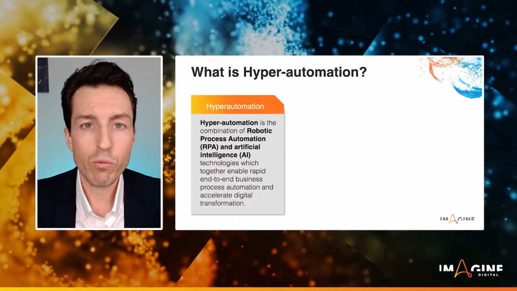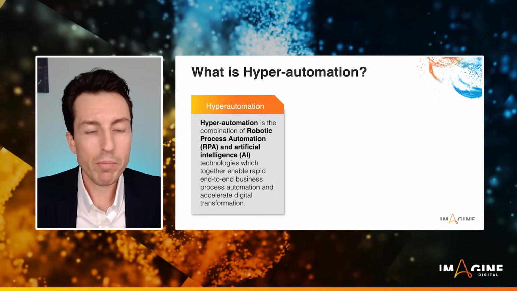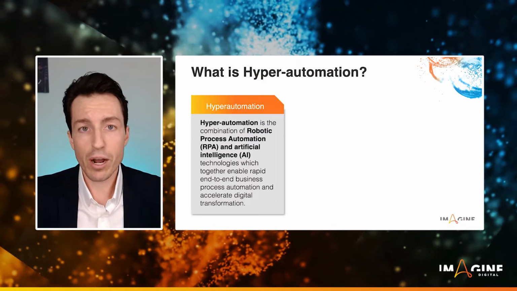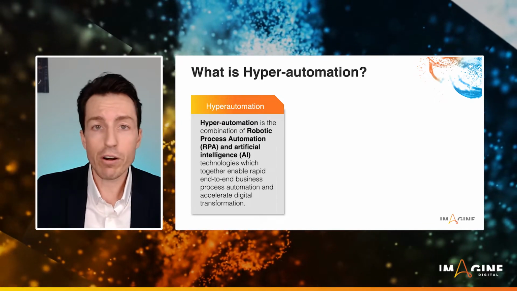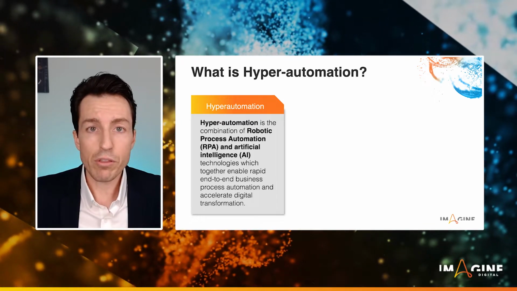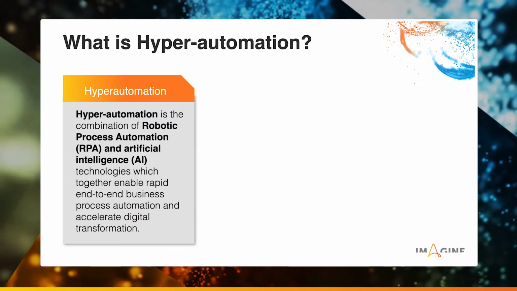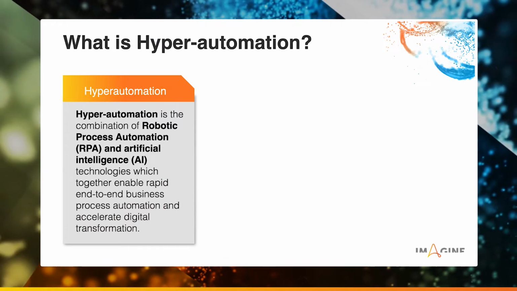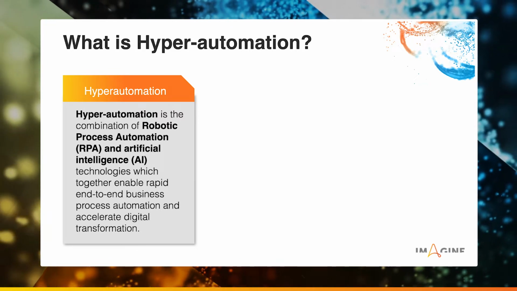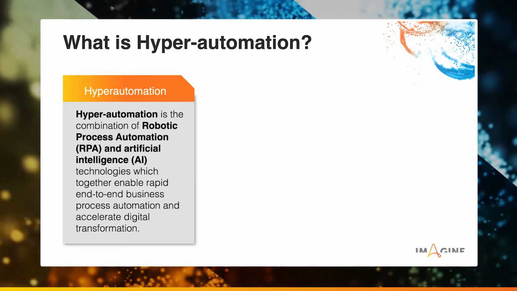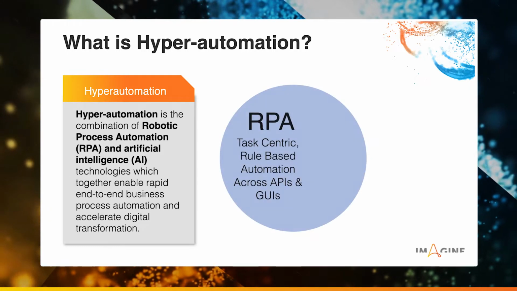So first off, what is hyperautomation? Hyperautomation is the combination of robotic process automation, or RPA, and artificial intelligence. Together, those technologies enable end-to-end business acceleration and an accelerated digital transformation. So that definition is kind of cool. That works. What I think is best to describe this is a Venn diagram.